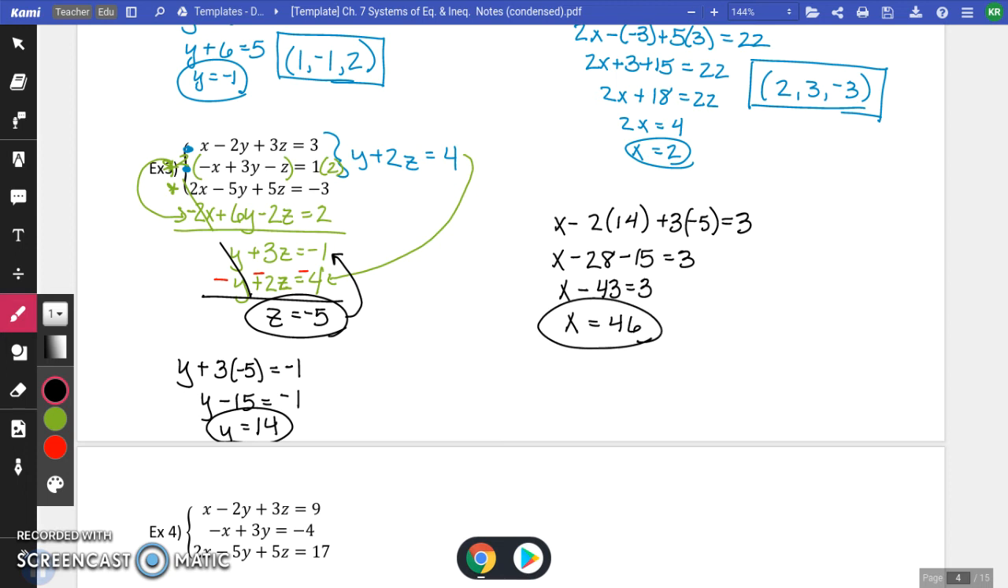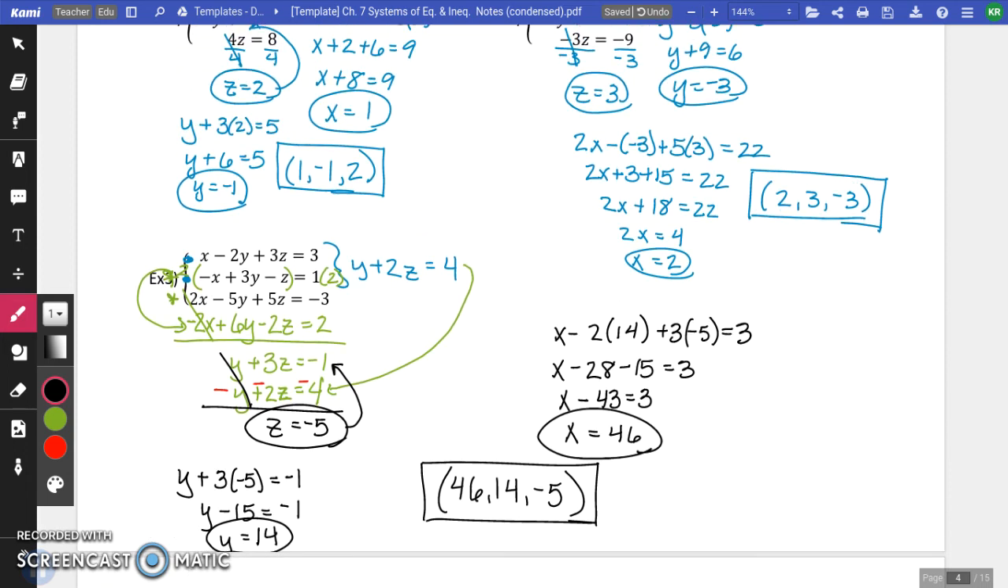You get 46. So my ordered triple is 46, 14, and -5. Now it just so happened that when I worked this one out, the remaining variable I had was z. That's the way the first 2 systems were set up, that z was the first variable that you found.